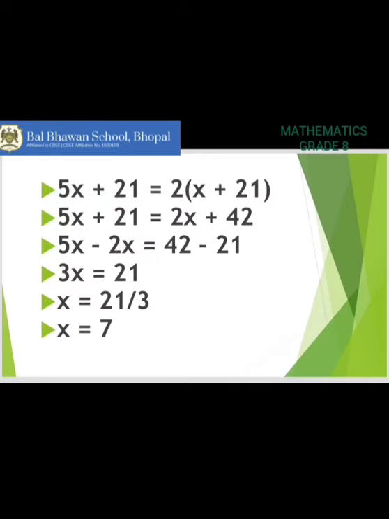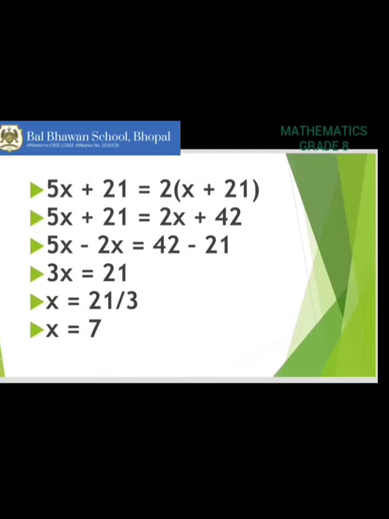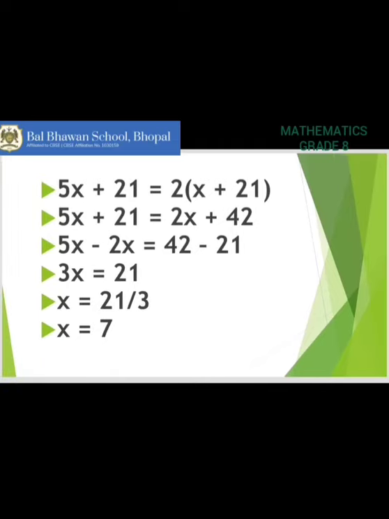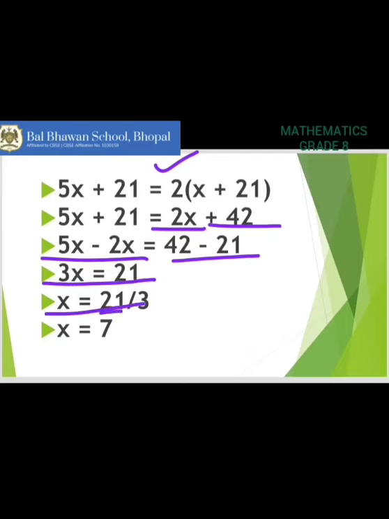Now here I am solving the equation. You see that this is the equation. In the second step, I have multiplied this 2 to both the terms inside the bracket. What are the two terms inside the bracket? x and 21. So it has become 2x and 42. Now again I'll transpose the numbers the way we do. Finally, I'll get the value of x, which is x equals 7.